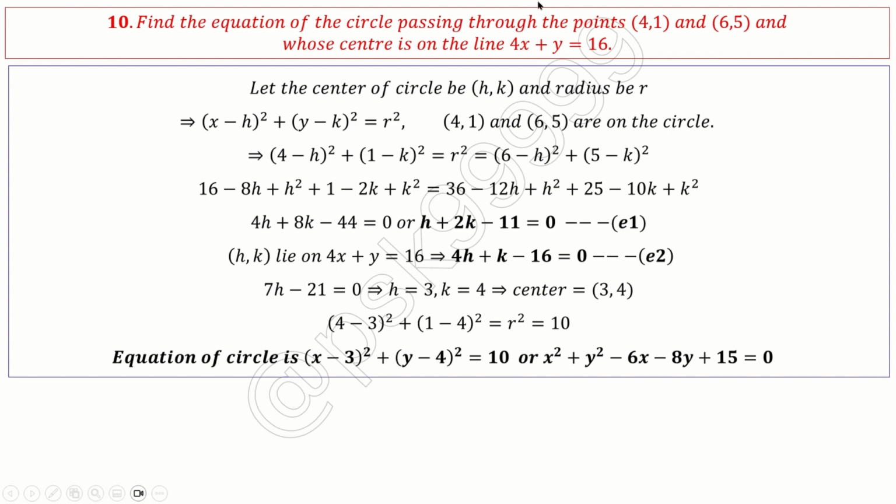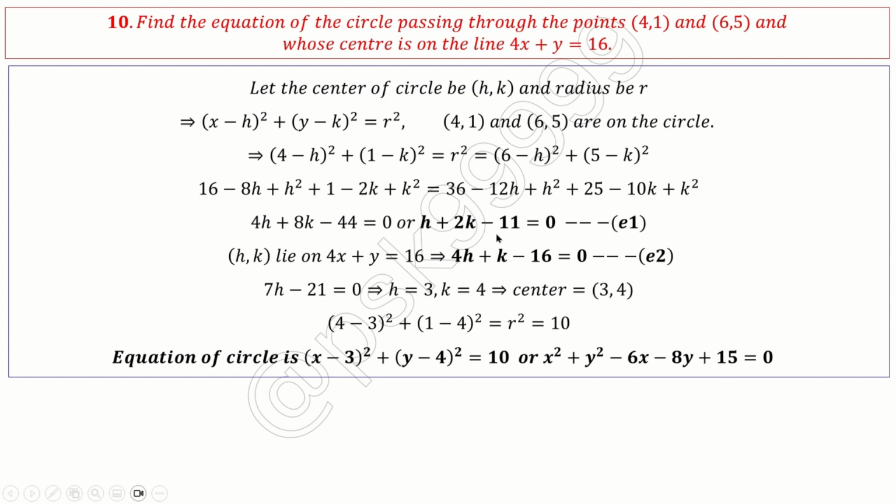Now (4, 1) and (6, 5) lie on this circle, so substitute them and you will get (4 - h)² + (1 - k)² = r², which is the same as (6 - h)² + (5 - k)². Correct. Now I equate both sides, expand both of them, then cancel the terms which are common. Then I am left with h + 2k - 11 = 0. This is my equation 1.